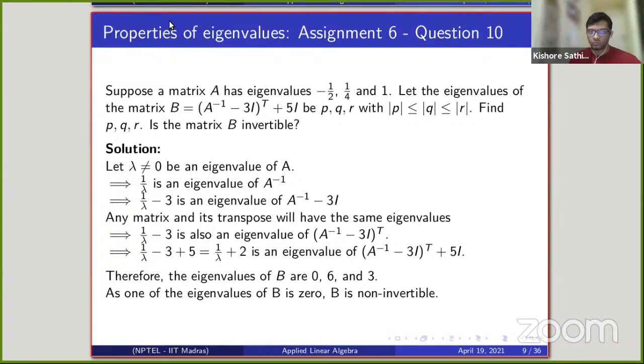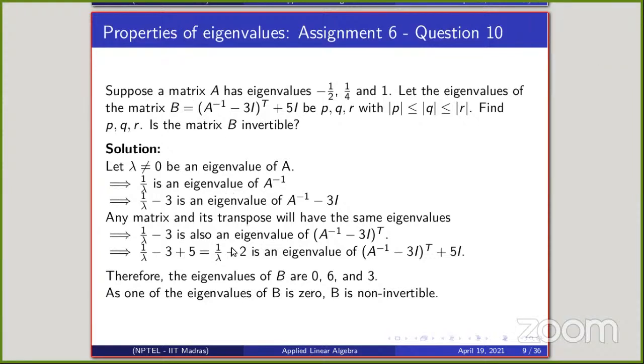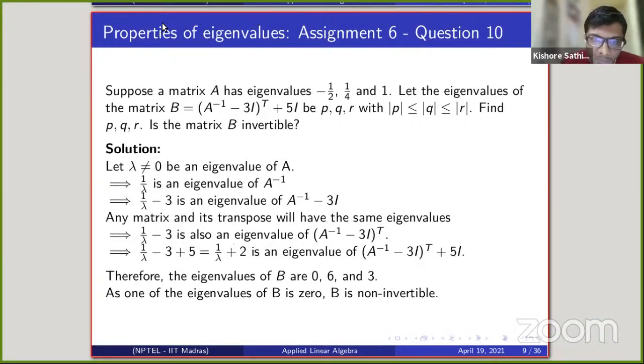Next slide. Actually, just a small correction. You said the other way around. So you have to substitute lambda equal to minus 1/2, 1/4. Right? Okay. Sorry. Yeah, correct. 1 by minus half plus 2. Right. Sorry.